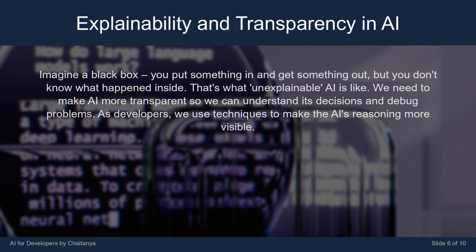Imagine a black box. You put something in and get something out, but you don't know what happened inside. That's what unexplainable AI is like. We need to make AI more transparent so we can understand its decisions and debug problems as developers. We use techniques to make the AI's reasoning more visible.